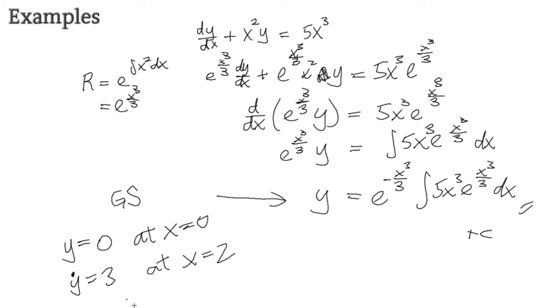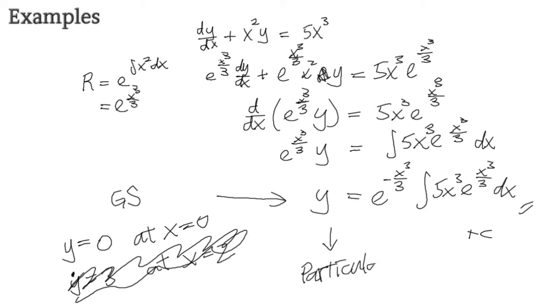Actually, wait, this is a first order, so you do not need this. You do not need the second bit. For second order, however, you do need that. Basically, if you apply the boundary condition, then you can solve for C, and you will be left with a solution which is called a particular solution.